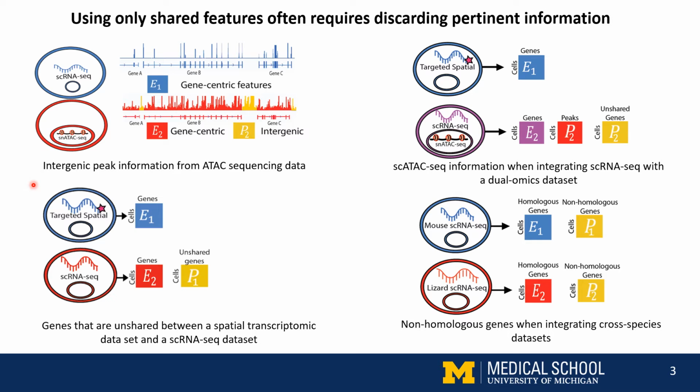When integrating targeted spatial transcriptomic data and single-cell RNA sequencing data, we typically must subset the single-cell RNA sequencing data, which usually has more genes than the targeted spatial transcriptomics data, and we have to discard all of those unshared genes. We have the same problem when we integrate spatial transcriptomic and dual omic datasets, except in this case, we are not only discarding the unshared genes, but also any information obtained from the single-cell ATAC-seq experiment. Lastly, when we are trying to integrate cross-species data, such as mouse single-cell RNA sequencing data and lizard single-cell RNA sequencing data, we are limited to perform the integration across homologous genes.